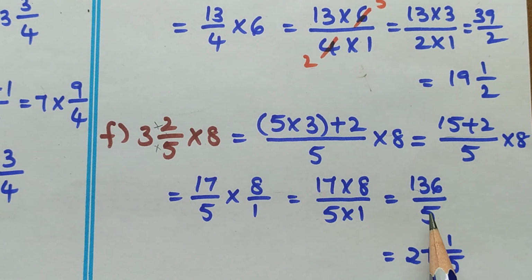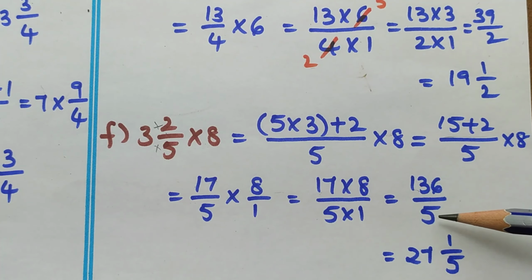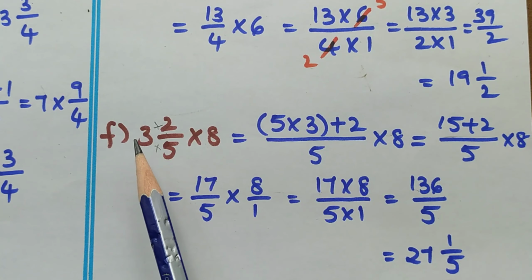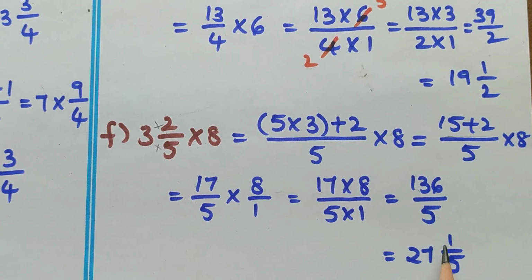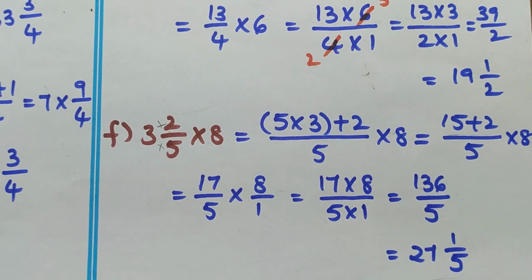5 ones are 5. So let us convert this improper fraction 136 by 5 into a mixed fraction. By converting this improper fraction into a mixed fraction, we get 27 1 by 5. Therefore the answer for this question, 3 2 by 5 into 8, is 27 1 by 5. Is it clear, friends? With this, question number 6 gets completed.